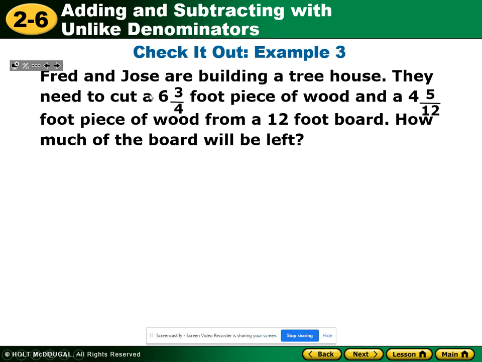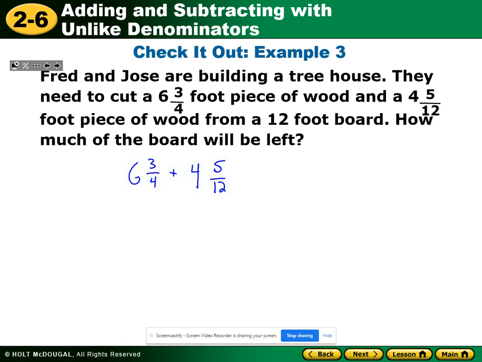Okay? Fred and Jose are building a treehouse. They need to cut a 6 3/4 foot piece of wood and a 4 5/12 piece of wood from a 12-foot board. Well, how much of the board will be left? Well, if I have 6 3/4 and 4 5/12, I've got to figure out how much total I need.